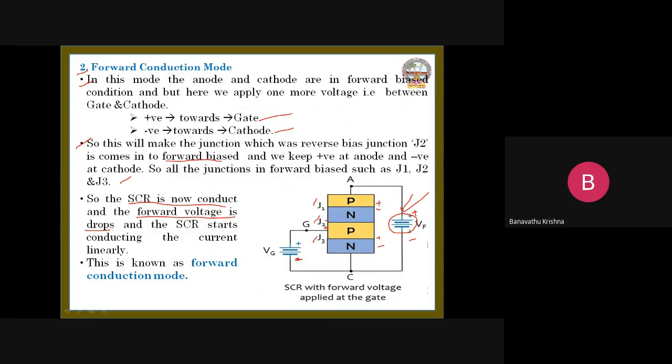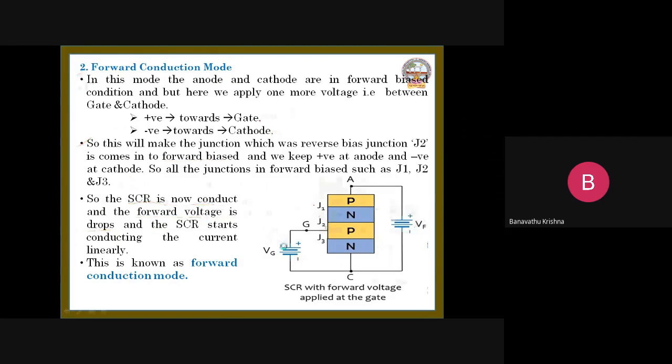goes to junction 1 and junction 3 in forward bias condition, and due to this gate voltage junction 2 is also in forward bias condition. It is also in increasing order. But at a certain point this voltage will suddenly decrease across the junction, by increasing this voltage.